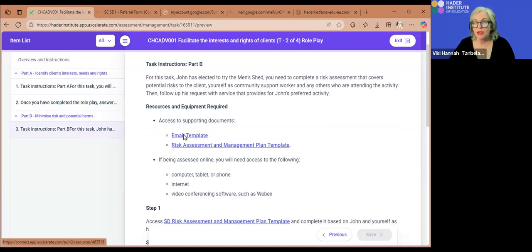Here it says resources. So you're going to need an email template. That link will take you there. And a risk assessment and management plan template. That's where you're going to put all of that in there.